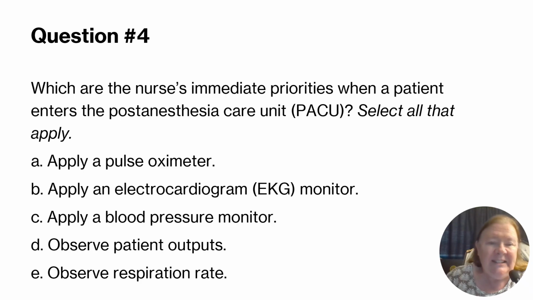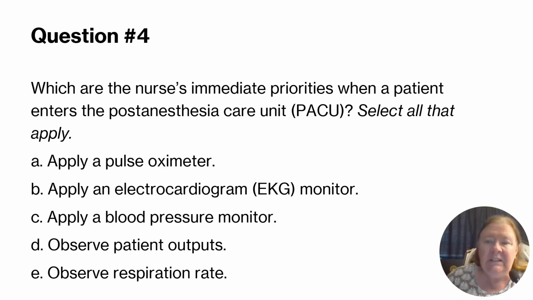Okay, letter D is incorrect. Observing patient outputs might be part of the patient's post-op care plan, but this is not the nursing priority in the PACU. And letter E is also correct. In the PACU, the immediate priority is to maintain a patent airway and verify respiratory and cardiac function. This requires immediate assessment of respiratory rate, depth, and characteristics.